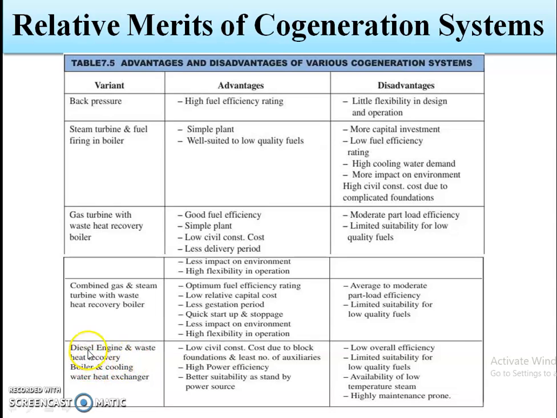After that, we discussed the diesel engine and waste heat recovery boiler for cooling of the heat exchanger. It has a low unit civil construction cost due to the block foundation and the least number of auxiliaries, and high power efficiency in the diesel engine. It is better suited as a standby power source for small units. These are all the disadvantages for this type of back pressure turbine, steam turbine, gas turbine, combined cycle cogeneration unit, and diesel engines.